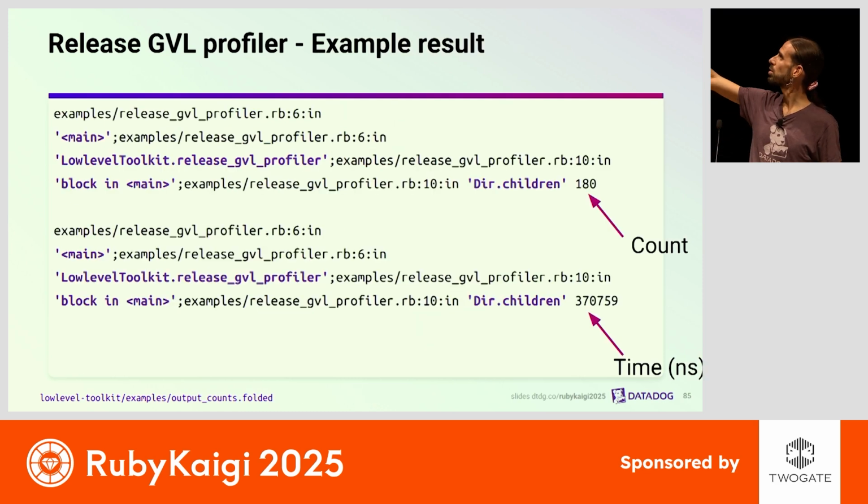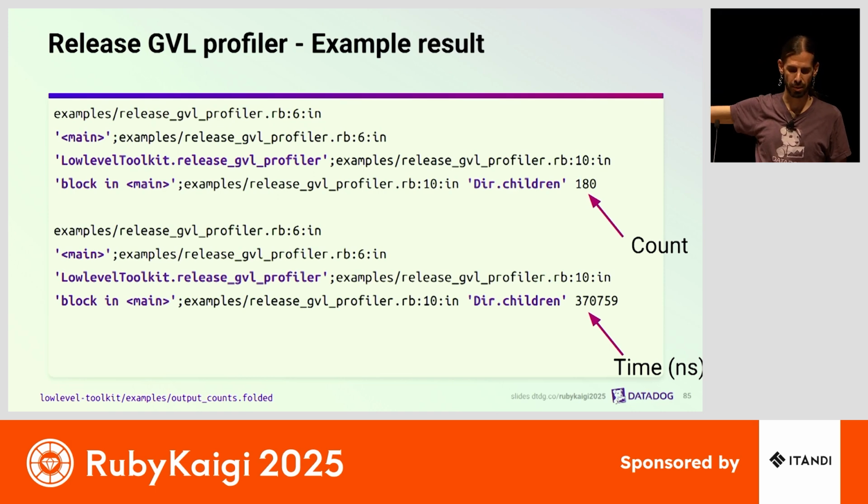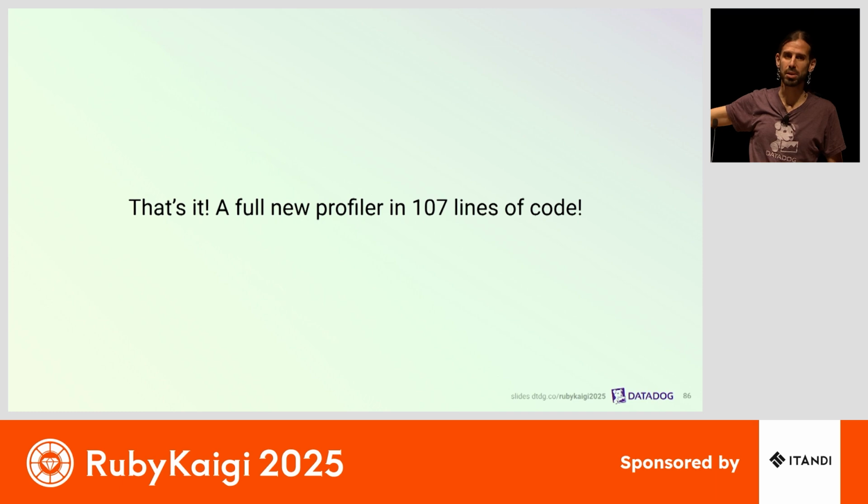And this is the result. This is how it looks. It's basically two text files. At the top, you see a text file with the counts. So we record the stack trace, and then 180 times in dir.children. And then the other file is, we recorded the stack trace, and then the time in nanoseconds that we spent. And that's it. We built a full new profiler in 107 lines of code, and I almost made it fit in 3 slides.